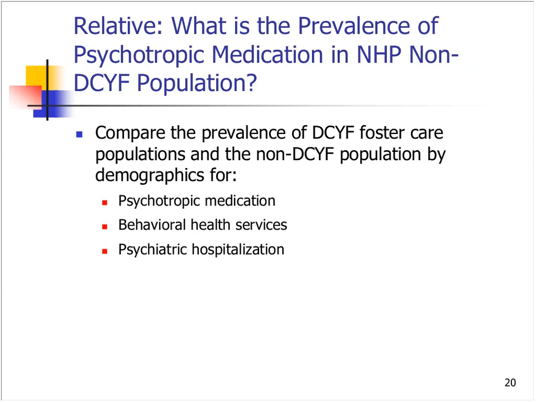Specific to looking at the DCYF population, foster care, and relative to the larger context, we will be comparing the prevalence of DCYF foster care population and the non-DCYF population by psychotropic medication utilization, by behavioral health service utilization, and psychiatric hospitalization utilization, because these will allow us to see what is going on in the larger context and perhaps what is related to some of our initiatives and what is related to just what's generally going on in the larger context. Next slide, please.